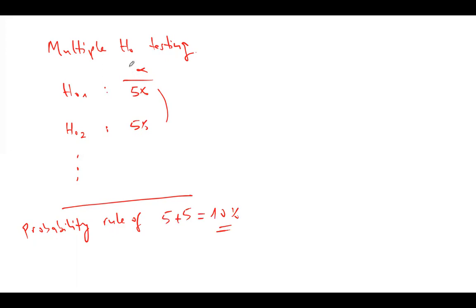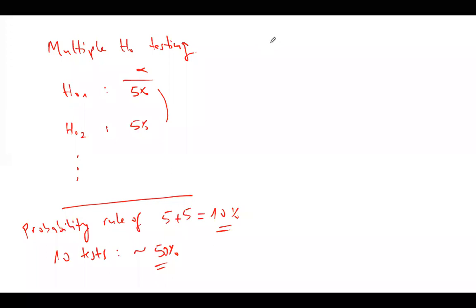If you have multiple hypotheses, if you have 10 hypotheses, can you imagine what will happen to your probability? It will be 5 plus 5 plus 5 plus 5, so 50%. If you have 10 tests, it is approximately 50%, not exactly 50, but approximately.